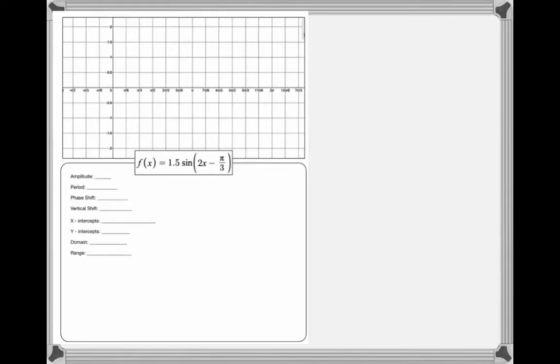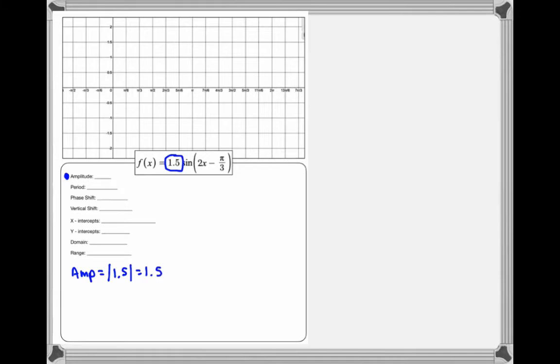Okay, here's one of the first examples that kind of puts everything together. So, putting all the pieces together, let's have at it. The first thing we want to do is find the amplitude of the function. Remember, the amplitude is that we take this value right here and take the absolute value of it. So the amplitude is going to be the absolute value of 1.5, which gives us 1.5.